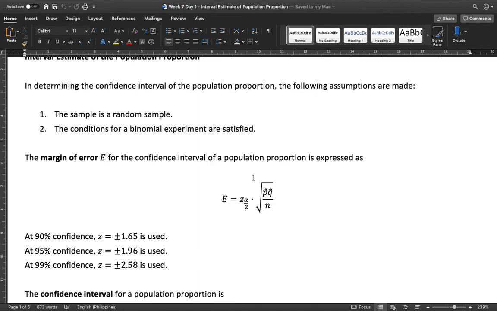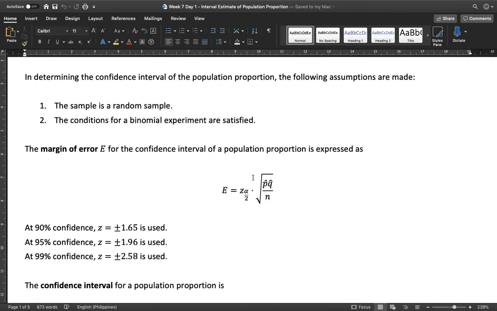So, ganun pa rin naman kung paano natin kinukuha yung interval estimate. Same lang din ang idea kung paano kinukuha yung interval estimate ng population mean. Meron pa rin naman tayong margin of error. And in this case, we make use of the z-values. Okay? The margin of error for the confidence interval of the population proportion expressed as E equals the critical value z times the square root of p hat times q hat divided by n. Remember, sample proportion p hat, complement of the sample proportion q hat.